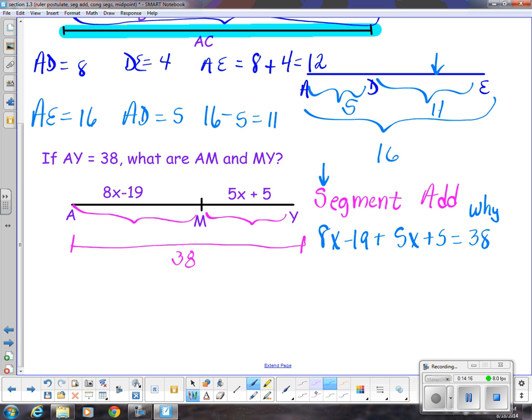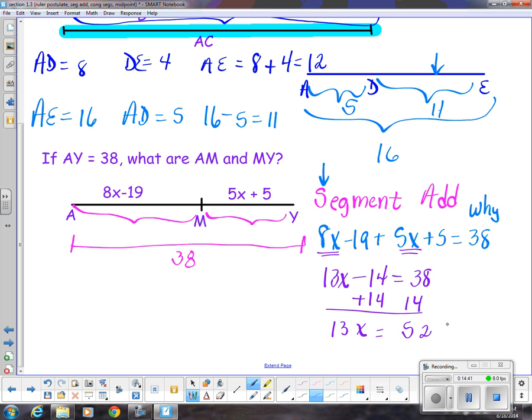Now when we simplify first, notice that I've got 8x and 5x on the same side, that's 13x. I've got negative 19 and positive 5 on the same side, which gives me negative 14. So now to solve, remember we just disconnect our addition first. So I'm going to have 13x is equal to 12 plus 40, 52.